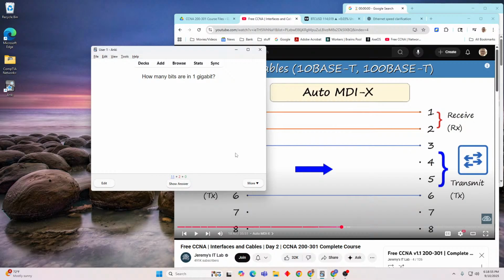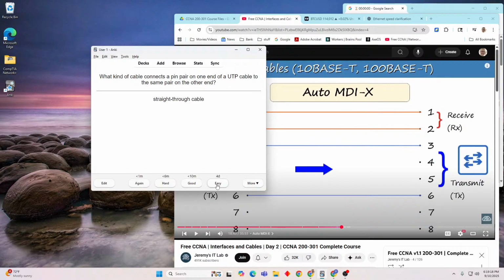How many bits are in 1 gigabit? 100 million. No, I don't. Yeah, it's because a mega would be 1 million, so gig is another 3, so 100 million. No, it's a billion. I don't know, dude. I don't know why I'm getting this wrong. I need to know that that's correct. That's a billion.